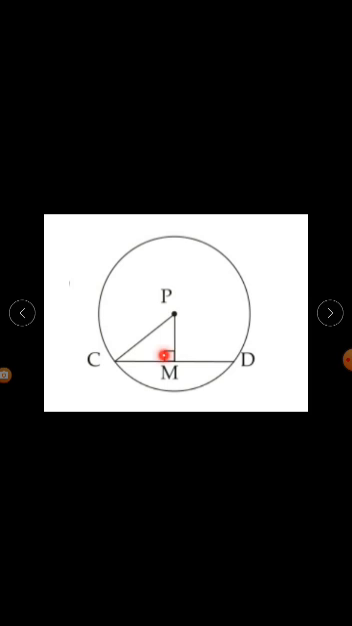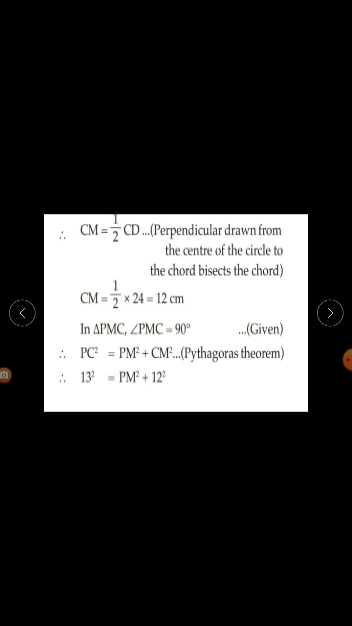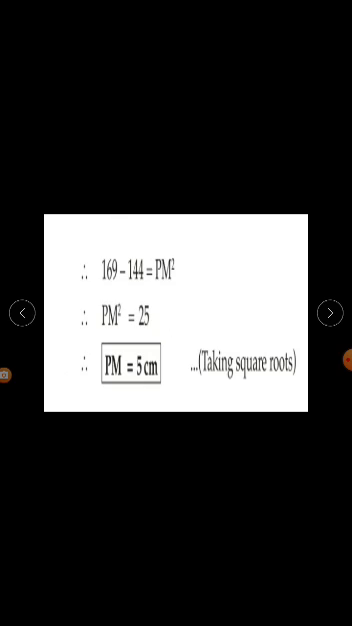Now in triangle PMC, angle PMC is equal to 90 degree, it is given. So you can use Pythagoras theorem. PC square equal to PM square plus CM square. PC is given 13, so substitute here 13 square equal to PM square plus CM is 12, 12 square.